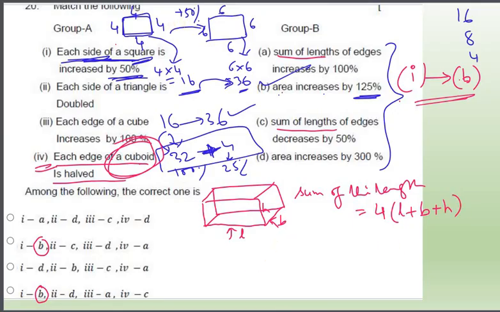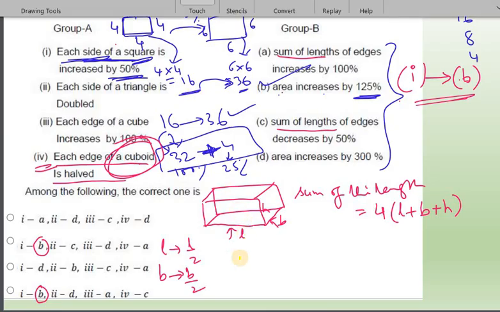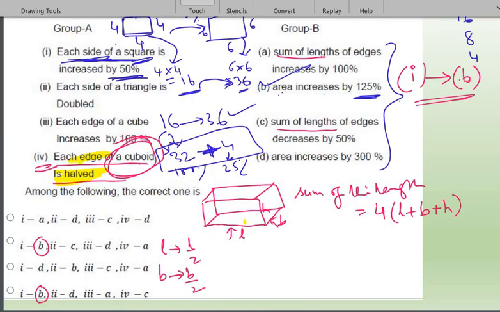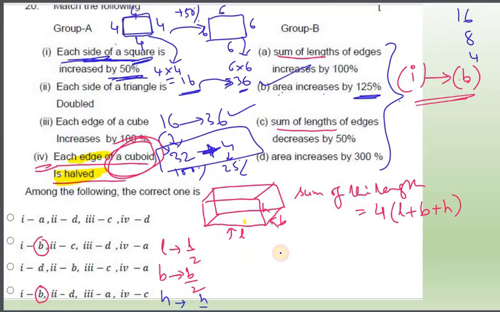Right. Now what we have done in the new one, we have reduced: L becomes L by 2, B becomes B by 2. Why? Because in the question it is given halved. In the question, if you see here, edges become halved. Halved means half. 4 means 2, 8 means it becomes 4. And height becomes H by 2.